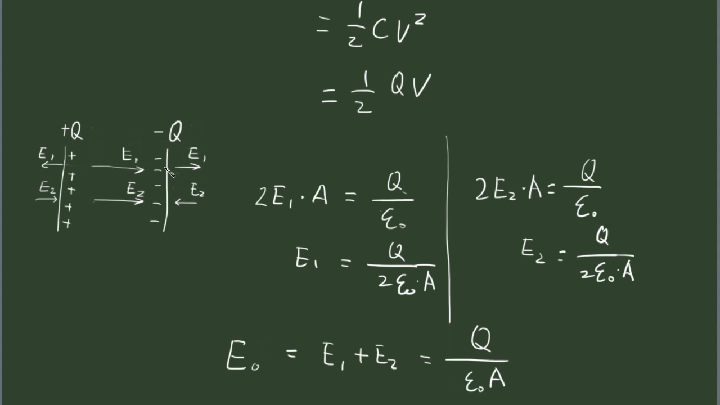And on the right plate, the electric field is E2. E2 is in the right direction. This is E2, this is E2, and this is E2. This is a uniform electric field. So between the plates, the electric field is E1 plus E2. And on the outside, the electric field is 0.